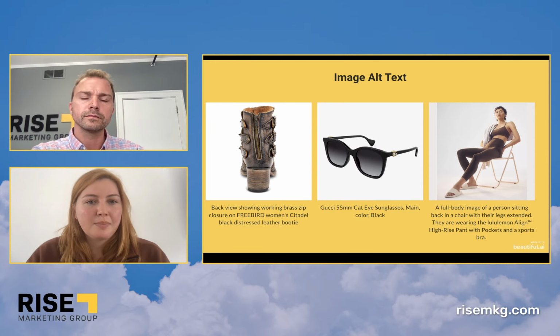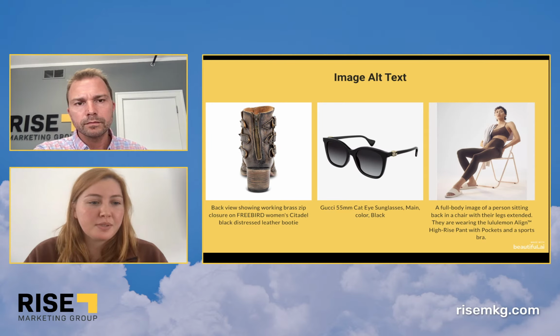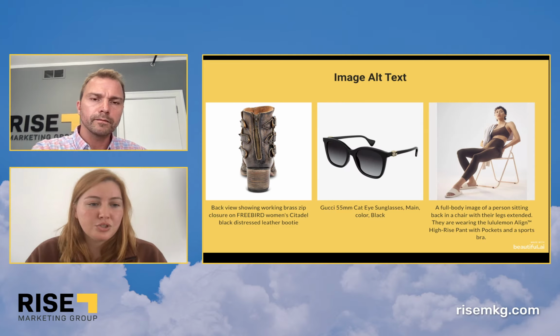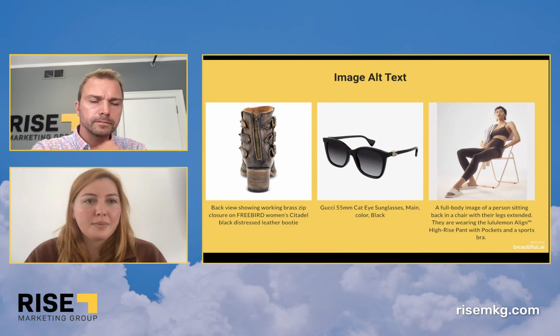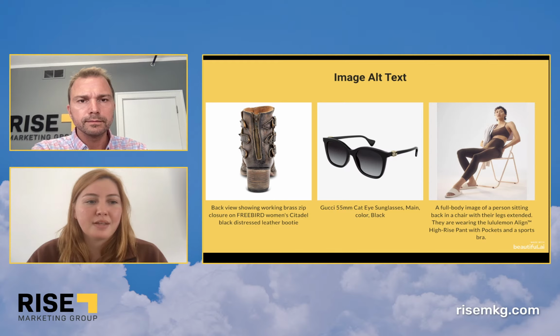So, some of those examples on that slide. For the first one, there could be a few images of a leather boot on a product page. If they're from different positions, you can highlight certain features. That first one is highlighting the feature of a working brass zipper closure on the back of the boot. It's a good way to start highlighting features through those product images and showing why you want to have that specific angle of the product on there.